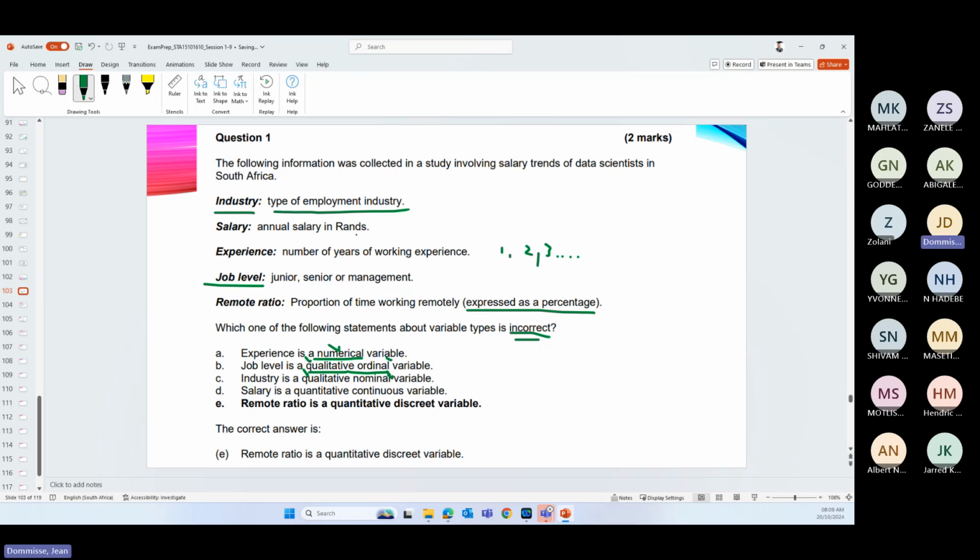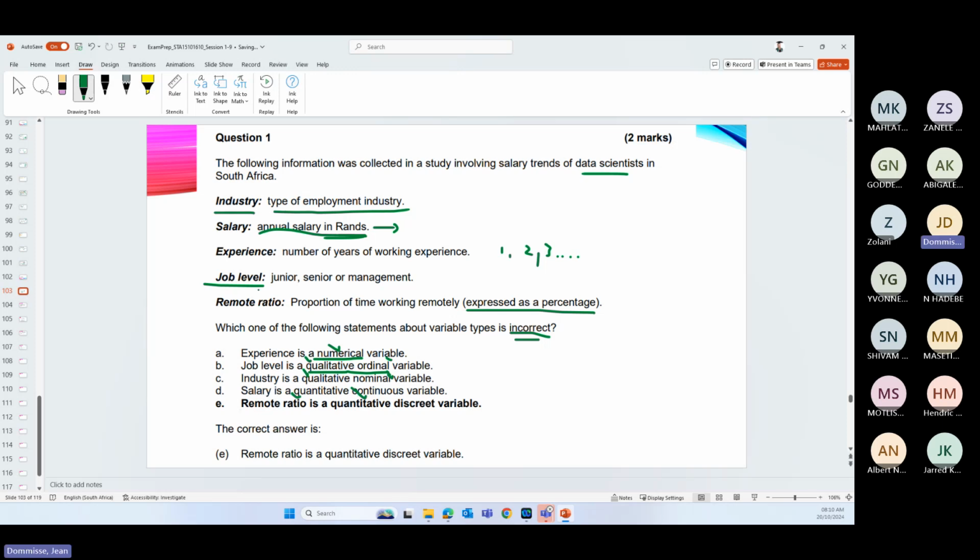Salary: annual salary in rands. That told me it's going to be quantitative, and continuous, because they don't tell us the exact rand value, so it will be a continuous number, with different numbers for different people. So that is definitely continuous.